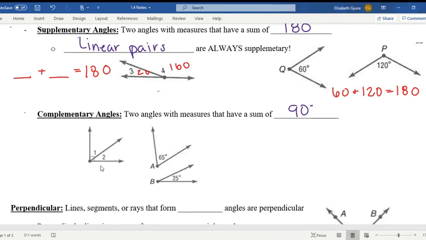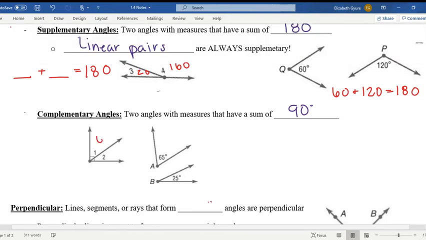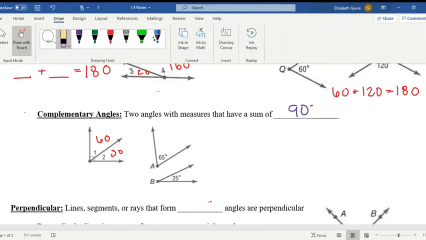If you take a look at this first picture here with angles 1 and 2, you might notice this little box. That's our right angle box, which automatically tells us that this entire angle is a right angle, which is 90 degrees. So angle 1 and angle 2 would have to add to be 90. So again, we just make up a measurement here just to help show this. So let's say I told you angle 1 was 60 degrees. That means angle 2 has to be 30 degrees, right? Because that's going to add to be 90.